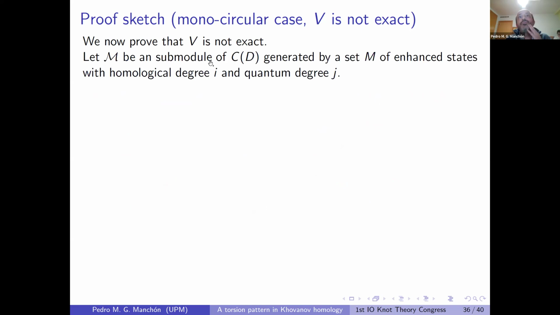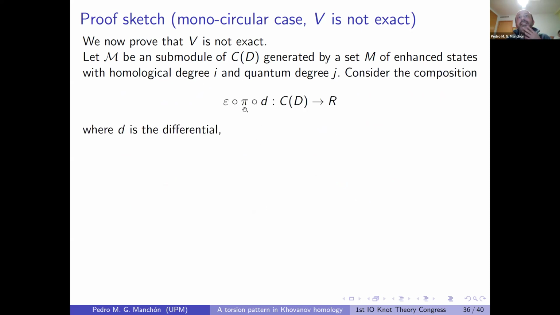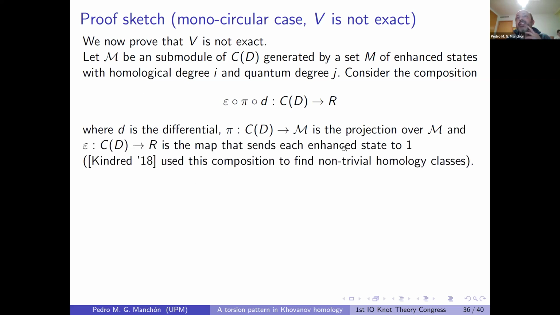For it, let M be a submodule of CD generated by a set of enhanced states, a set M, with homological degree I and quantum degree J. We consider this composition. Here D is the differential. Pi is just the projection onto the module M, or Gothic M. Epsilon is the map that sends each enhanced state to 1. It's an augmentation map. I would like to note that this composition was already used by Thomas Kindred, in order to find non-trivial homology classes in Khovanov homology.